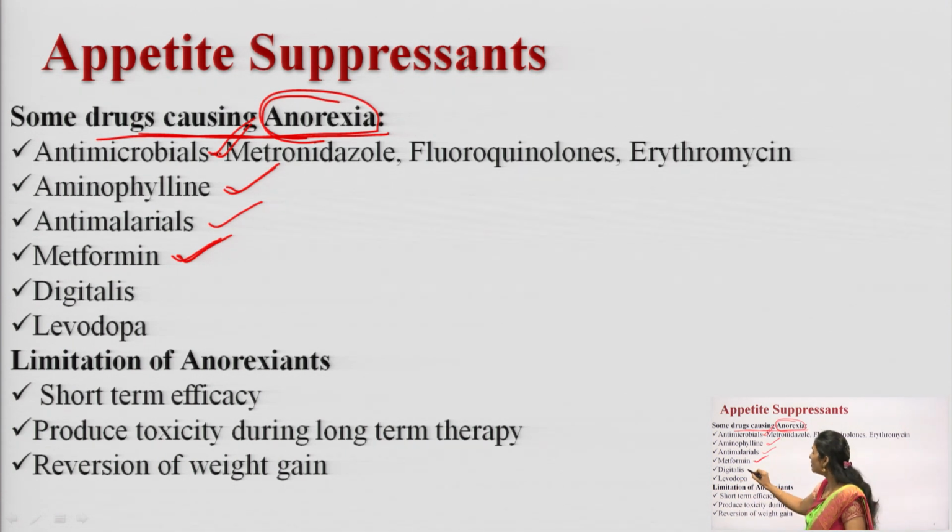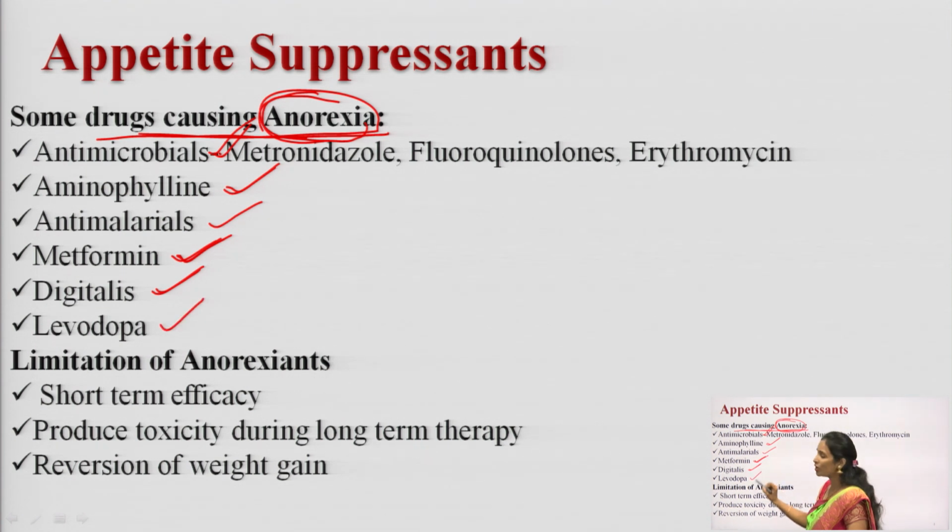Let me see about another drug, digitalis. Digitalis, which type of drug is it? It is a cardiac drug. Which cardiac disorder can you use it to treat? You can use digitalis in congestive heart failure. So, if you are taking digitalis to treat congestive heart failure in a particular patient, it will cause anorexia. So, this is a drug which will reduce the appetite.